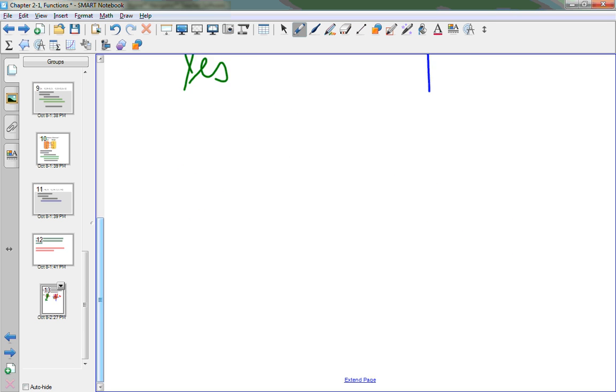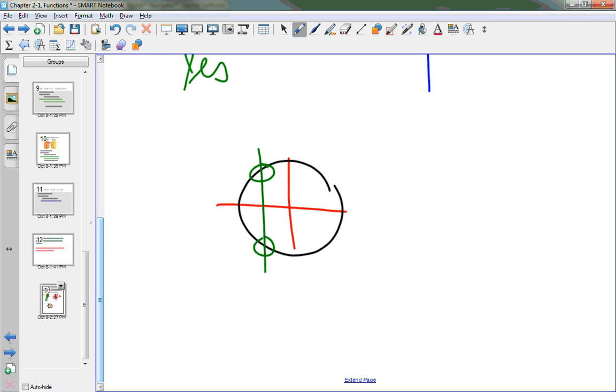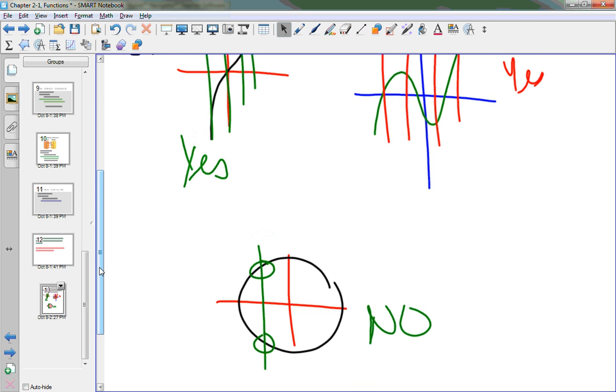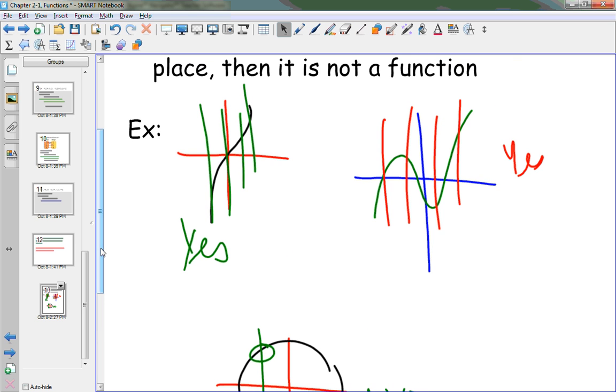So yes, this is a function. Well, how about this one? Is that going to be? Well, clearly no, because look, it crosses in 2 different spots. So no, this is not a function. Do we understand the vertical line test? Yes or no? Yeah. Now, all this is telling you graphically if something's a function or if it's not a function.